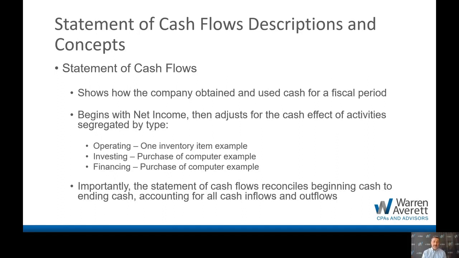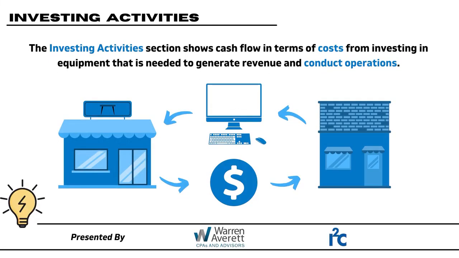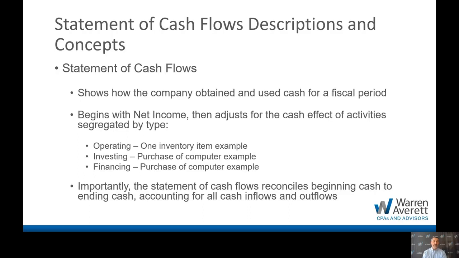When we talk about investing activity, here we're talking about investments that the company makes in activities that may not be operating. So a great example here might be a computer. A company may invest in equipment that it's going to need to generate revenues and going to need to conduct operations, but it's an investment, it's an investing activity, and we show that as a separate group, second in the statement of cash flows after we've shown operating activities.